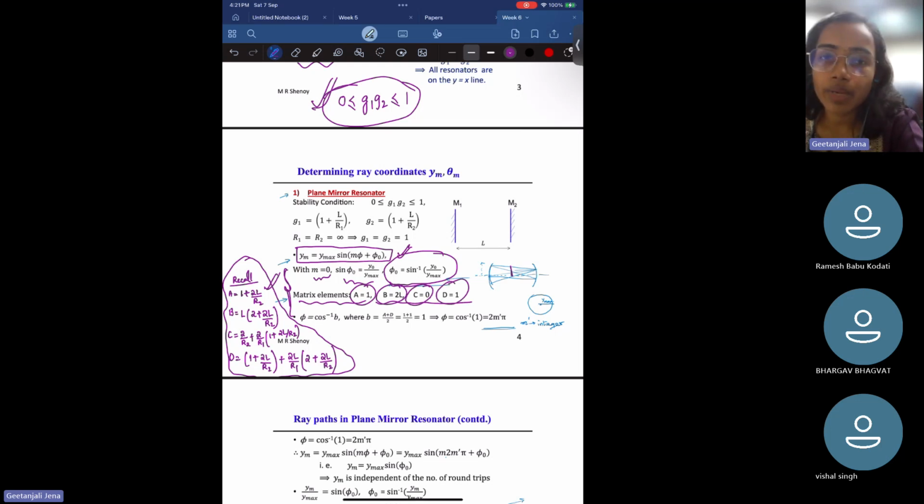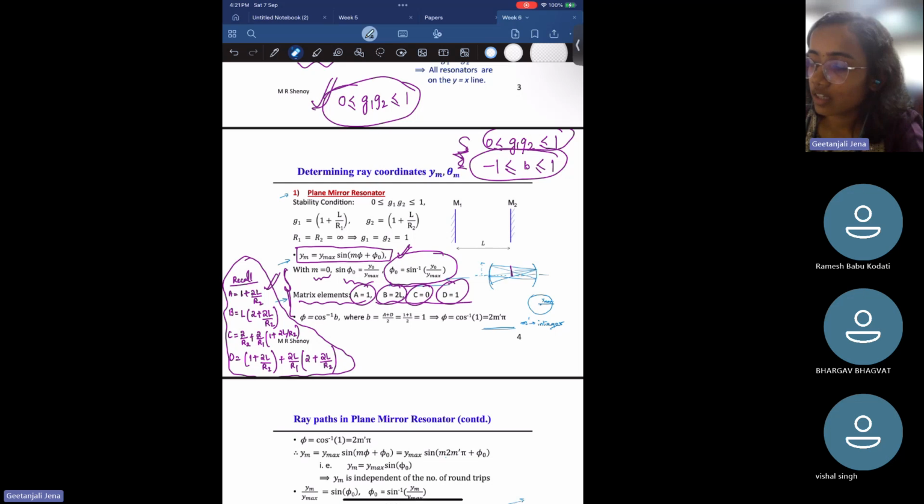So one stability condition is 0 less than or equal to G1 G2, which is less than or equal to 1. And another type of stability condition we have seen is -1 less than or equal to b less than or equal to 1. So in terms of G1, G2 this is the stability condition, and in terms of b, this is the stability condition. You have to remember these two stability conditions. These are preliminary, so if you remember this, then everything will be easier.